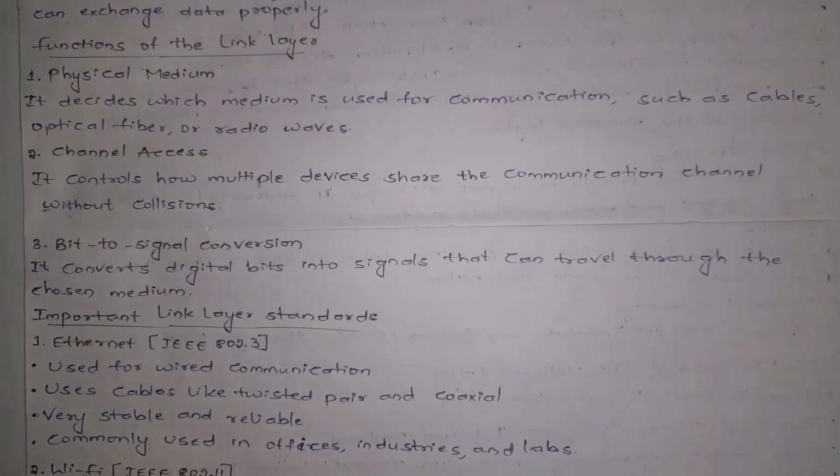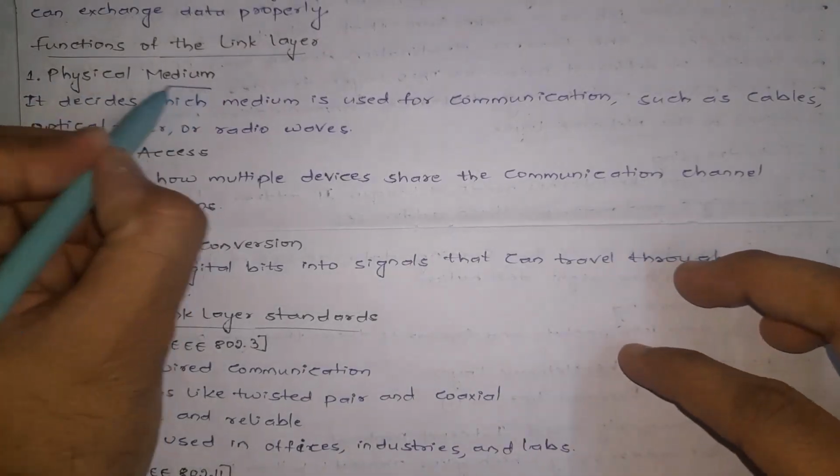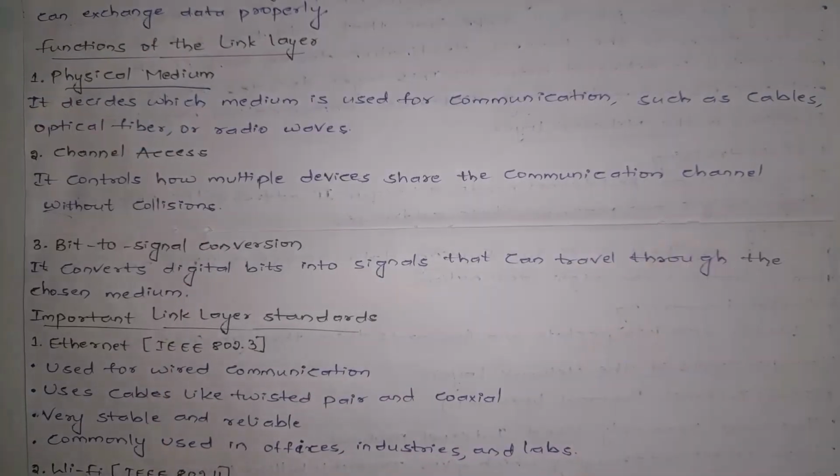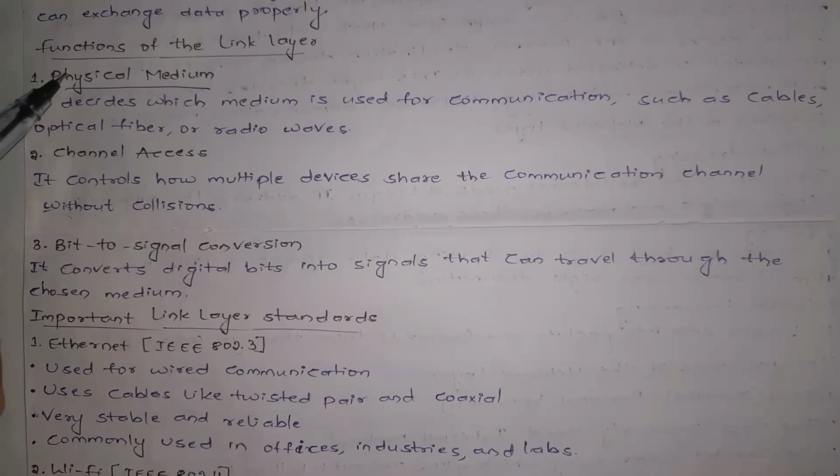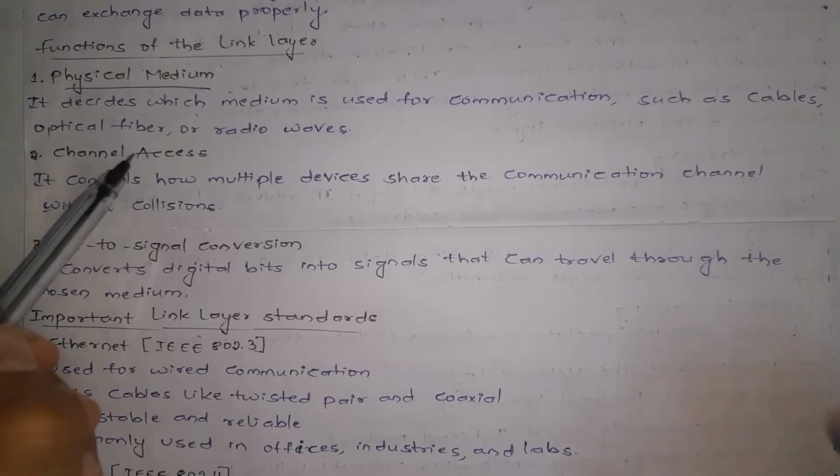These are the functions of the link layer, and the first one is physical medium. Guys, the link layer will decide the physical medium, like whether the data must travel by using cables or optical fibers or radio waves. And the second one is channel access.